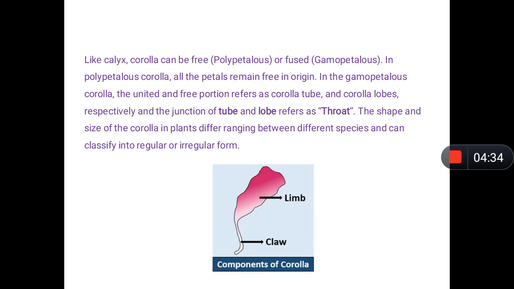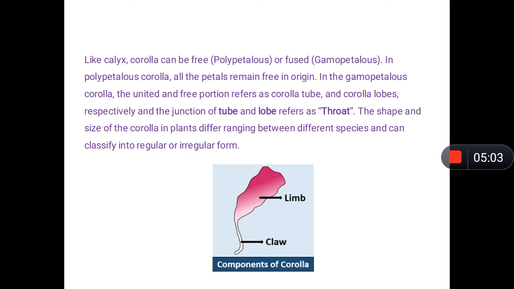Like calyx, corolla can be free, then it is called polypetalous, or fused, that means united, then it is called gamopetalous. In polypetalous corolla, all the petals remain free in origin. In the gamopetalous corolla, the united and free portions are referred to as corolla tube and corolla lobes respectively. The junction of the tube and lobe is referred to as throat.